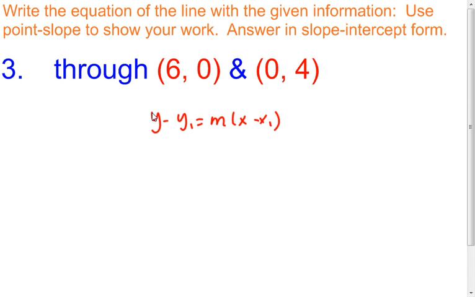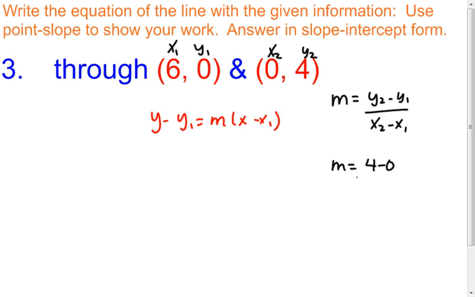The problem on this particular one is that we do not know the slope. So I need to first of all figure out the slope. I will call this x1 and this y1 and this x2 and this y2. I need to find my slope by doing y2 minus y1 over x2 minus x1. When I do that, I will have 4 minus 0 over 0 minus 6. 4 minus 0 is 4. 0 minus 6 is negative 6. When I reduce that, I get negative 2/3. So my m is negative 2/3.